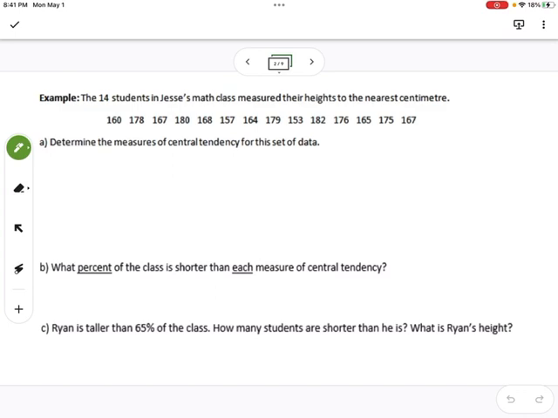The 14 students in Jesse's math class measured their heights to the nearest centimeter. So determine the measures of central tendency for this set of data. That means we want to find the mean, median, and mode of the data set here. The first thing you always need to do is put the numbers from lowest to highest. Okay, so I'm going to do that now. As I go up, I'm just going to cross them off to make sure that I get them all.